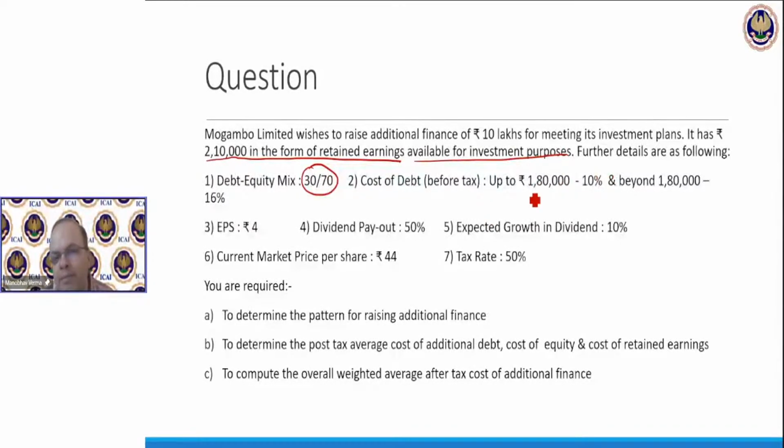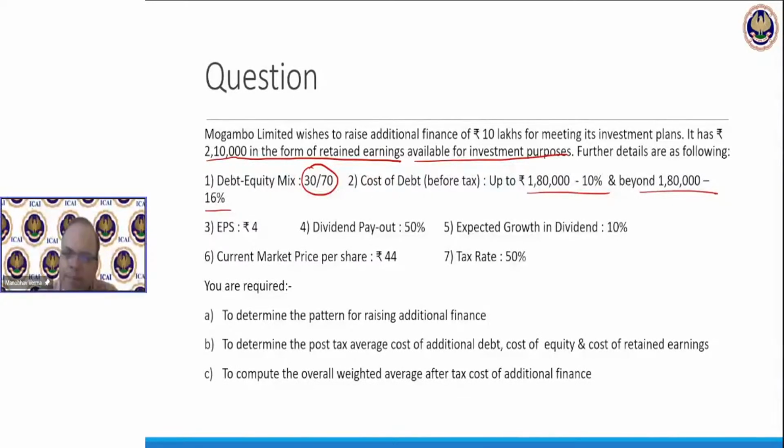Up to 180 it is 10%, beyond 180 it's 16%. EPS is given as 4, dividend payout is 50%. Expected growth in dividend is 10%. Current market price is given and tax rate is given. I think that's what we need. Thanks for so much information. And question number A is to determine the pattern for raising additional finance.